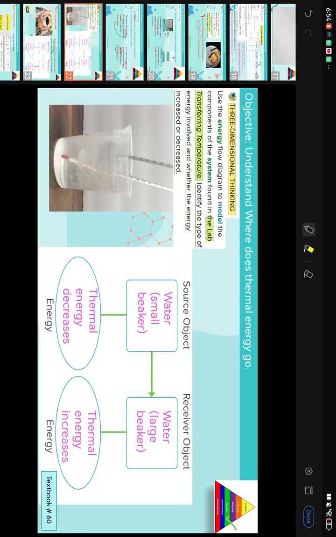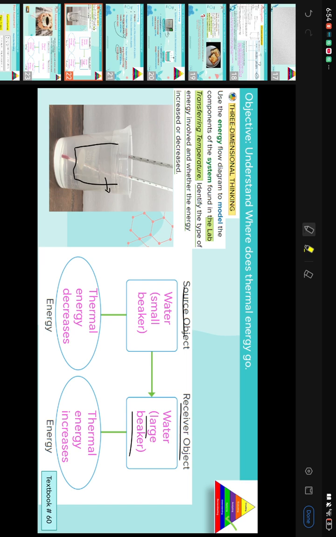In this example here, we have a source object and a receiver object. We have two beakers here, a small beaker inside the big beaker. If you don't see it clearly, the small beaker was hotter than the big one. So the energy transfers from the small one to the large beaker, from hot to cold.